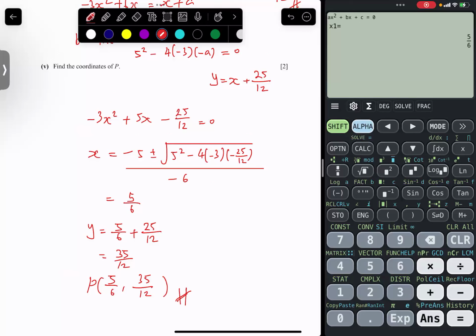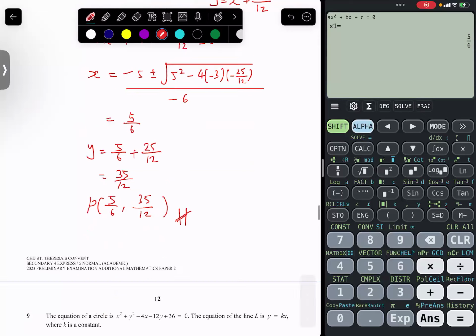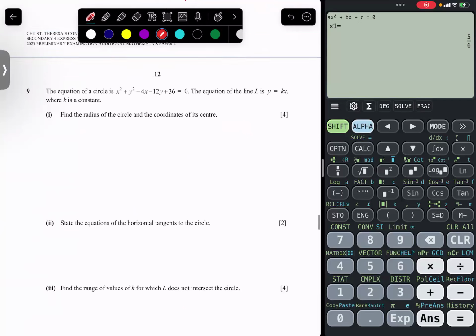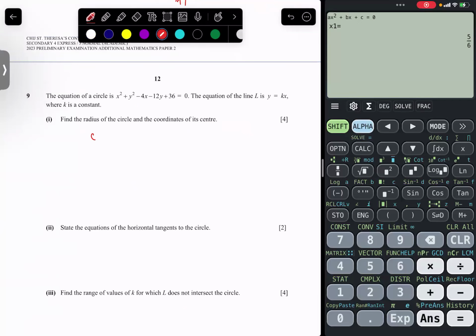Next. The equation of a circle is x squared plus y squared minus 4x minus 12y plus 36 equals 0. The equation of the line L is y equals kx, where k is a constant. Find the radius of the circle and the coordinates of its center. So this one we can just complete the square.